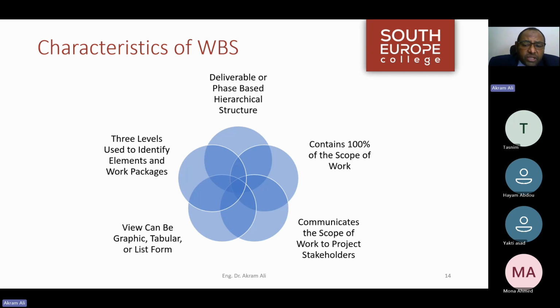Okay, here he suggests 3 levels used to identify elements and work packages. This is not very accurate actually. We have different rules for determining what level of WBS we have. And we have a very important practice, which is payment against milestones. And also we have damages against milestones, contracts against milestones.